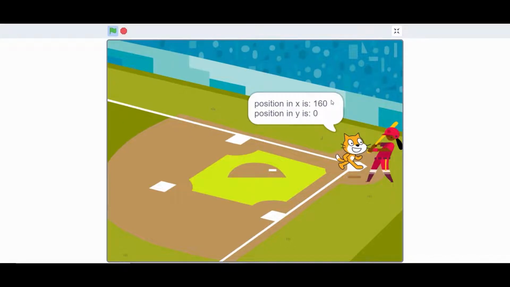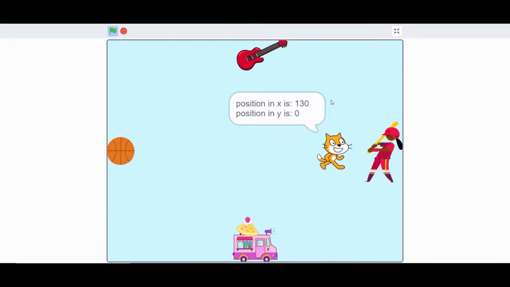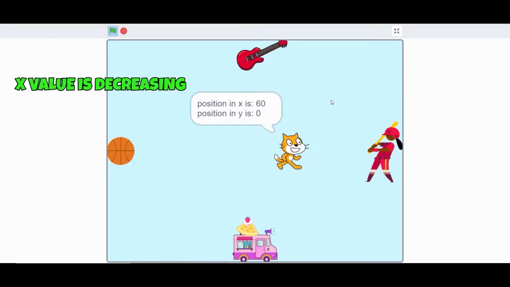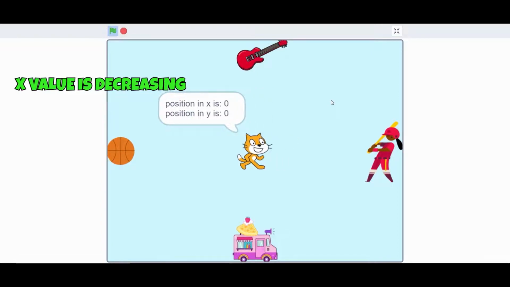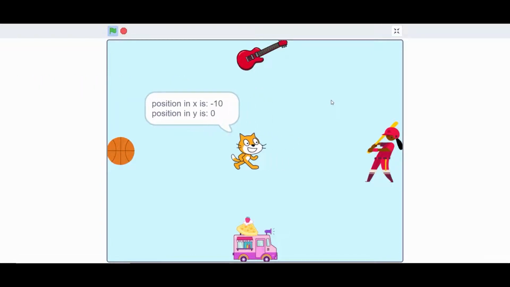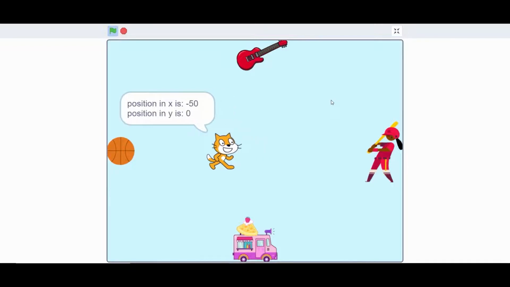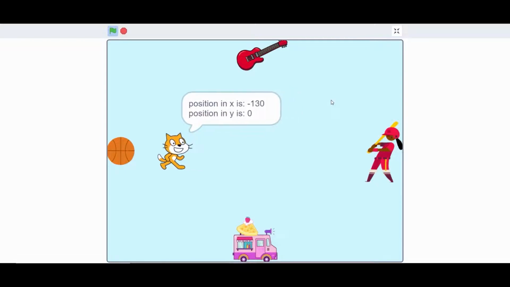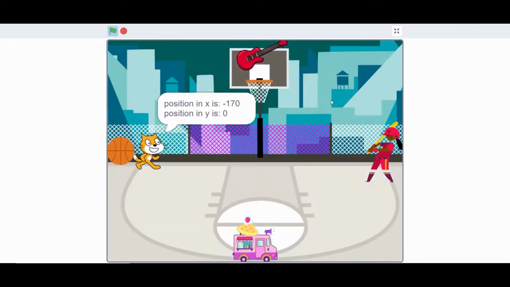Let's see what happens to X if we try to move towards the basketball. The cat seems to be bored by playing baseball now. You can see that the value of X is decreasing as we go to the left. It went from 150 to 0 and then became negative as we move further to the left. It means if we want to go in the left direction, the value of X should be decreased. I hope it's clear now.